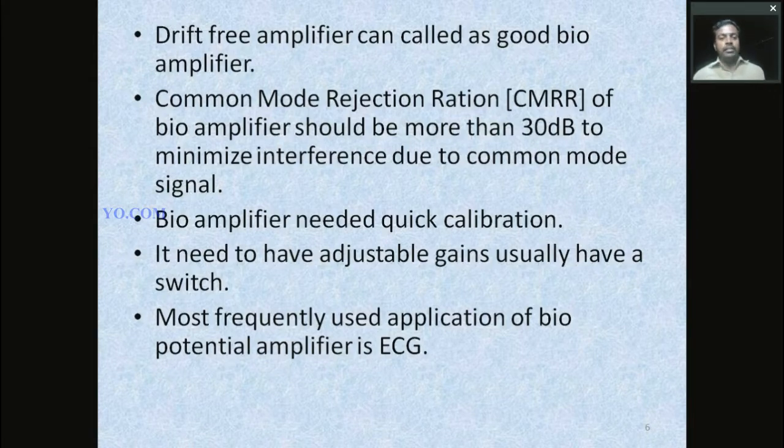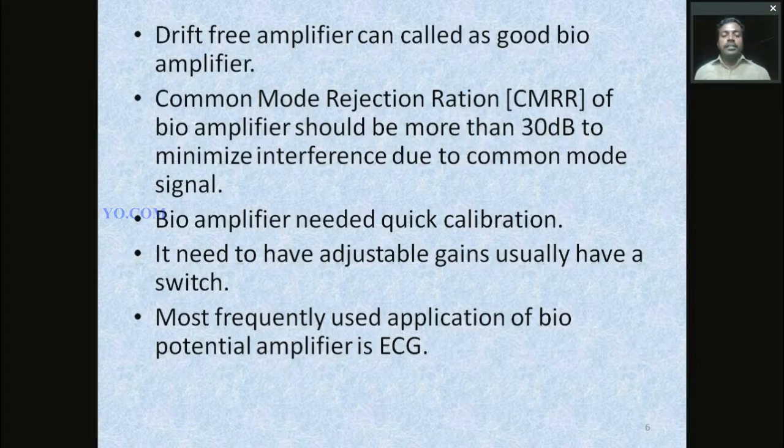The next one is the common mode rejection ratio, CMRR. The CMRR of a biological amplifier should be more than 30 dB to minimize the interference due to the common mode signal. I already told you what common mode is. The common mode rejection ratio is very important in a biological amplifier, at a minimum of 30 dB.